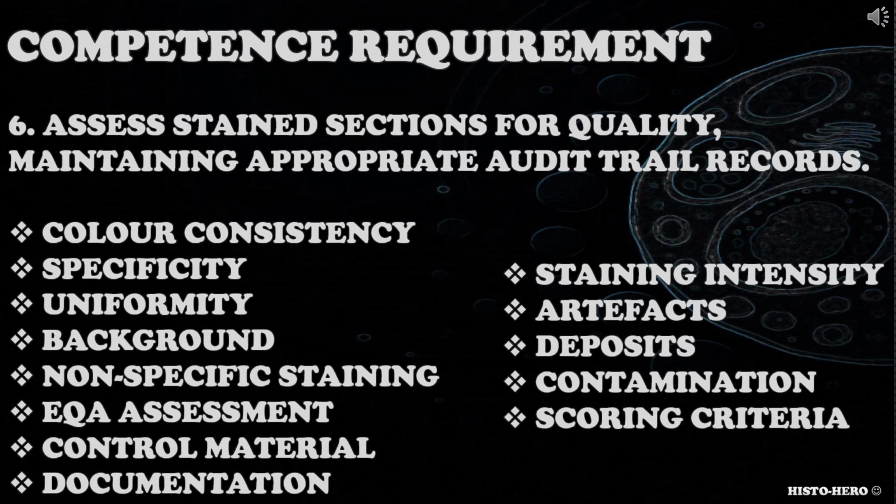The sixth competence requirement is assess stained sections for quality, maintaining appropriate audit trail records. Candidate should be able to assess quality of stained sections. Does the candidate assess stained section for quality correctly? Do they take correct steps during the assessment? Do they focus on correct features in quality of staining? Do they maintain appropriate audit trail?